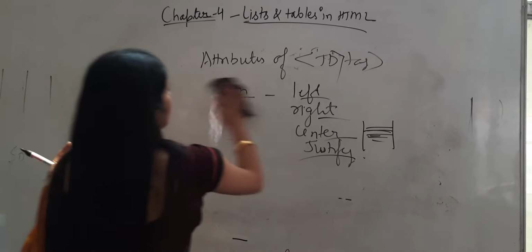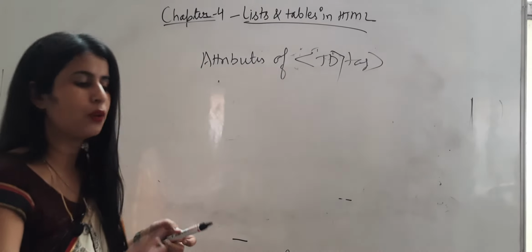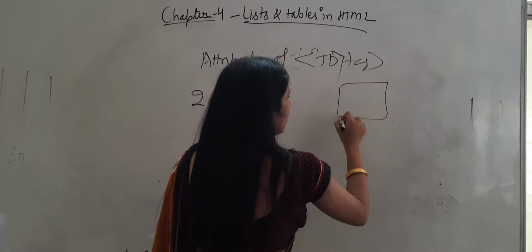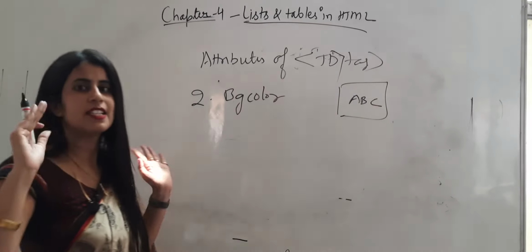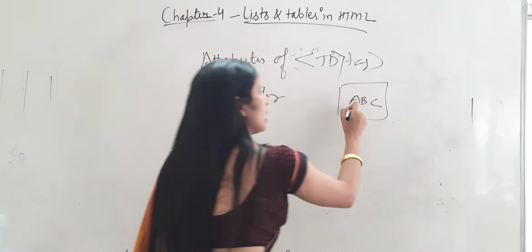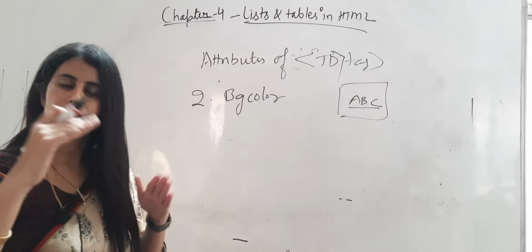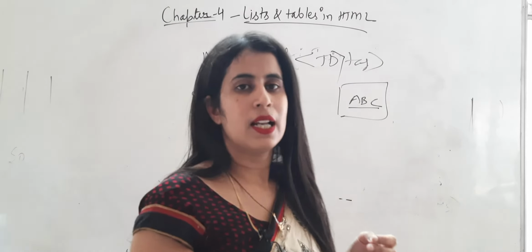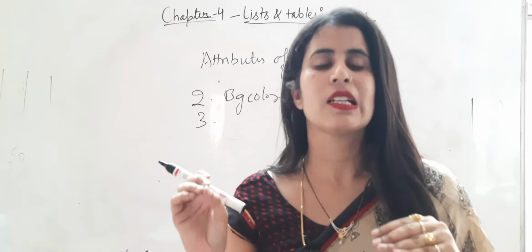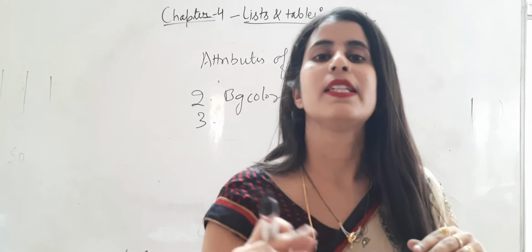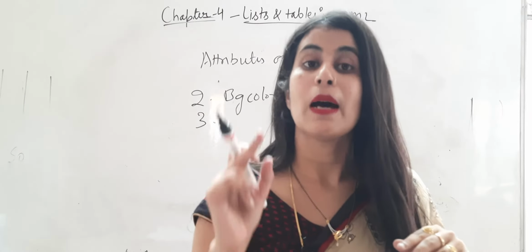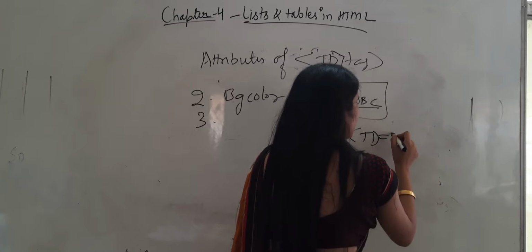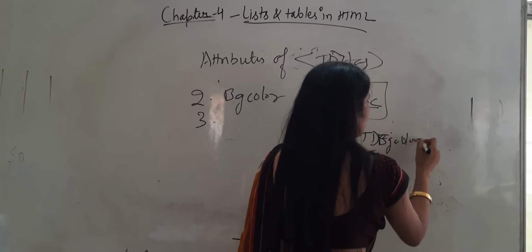Okay. Next is BG color. The second is BG color. BG color you also know. Here in TD we are writing ABC. So what changes can we do here? First was alignment, means where I want to write this ABC: left, right, center, justify. The next one is BG color. BG color means what background color I want to allot to this specific cell, so I can decide this with BG color. I will use the BG color inside the TD tag. How? TD tag, BG color equal to red.